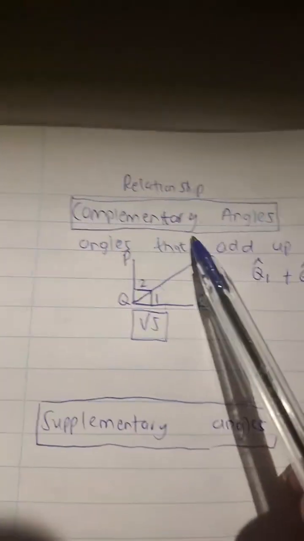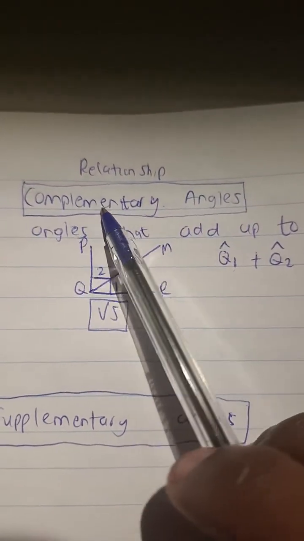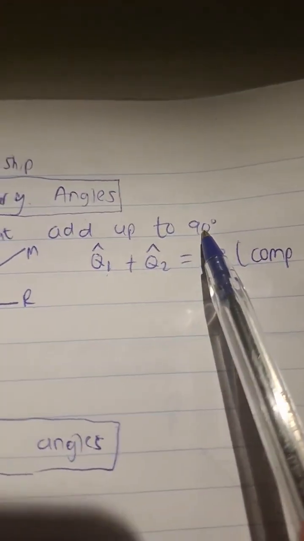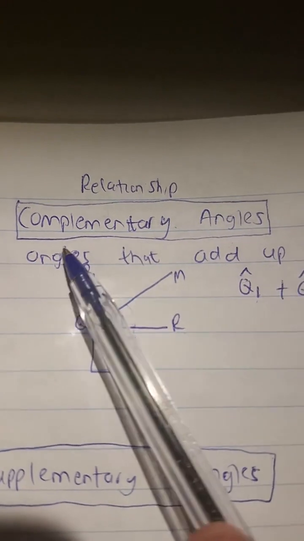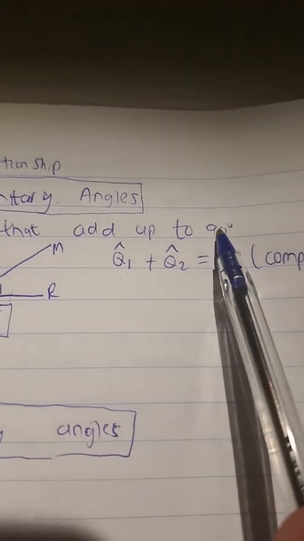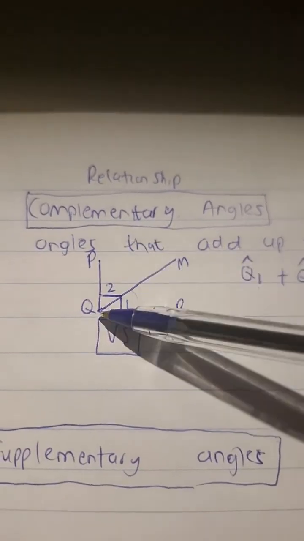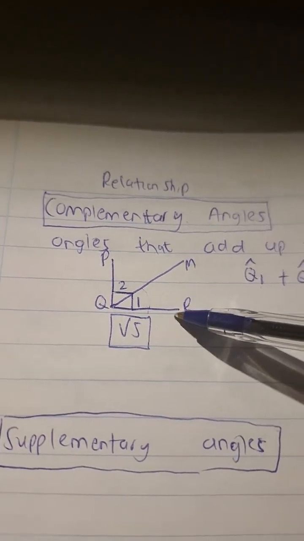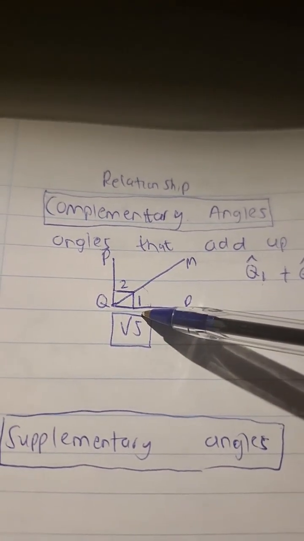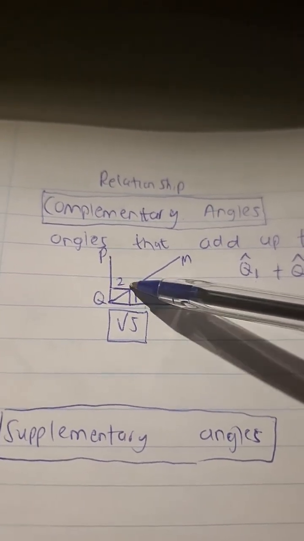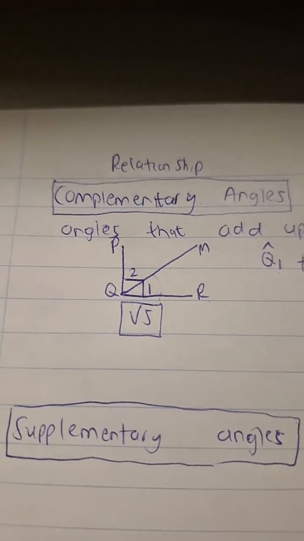But nonetheless, complementary angles, I repeat, complementary angles are angles that add up to 90 degrees. All right, I repeat, complementary angles are angles that add up to 90 degrees. So like I said, we have PQR. This angle here is 90 degrees. All right, so we know it's a right angle, no doubt.